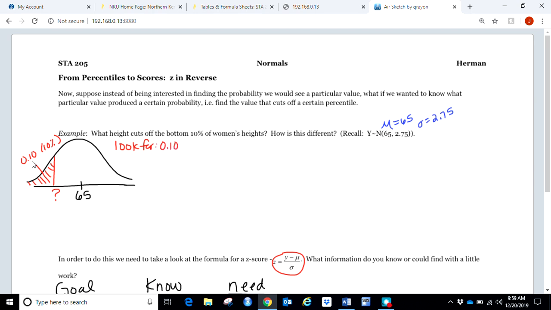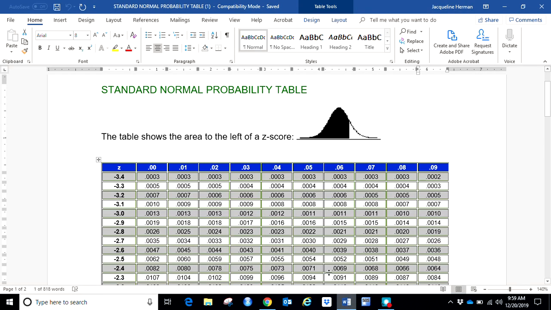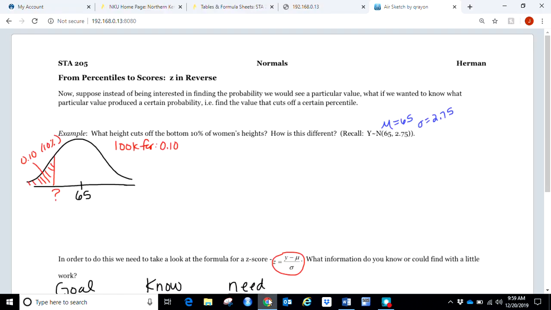Now let's talk about what this 0.10 actually is. That 0.10 is actually a number on the inside of this table. Notice first that all of these values on the inside of the table have 4 decimal places. So when I write out what I'm going to be looking for, I'm going to give that value 4 decimal places so that I know what I'm looking for.